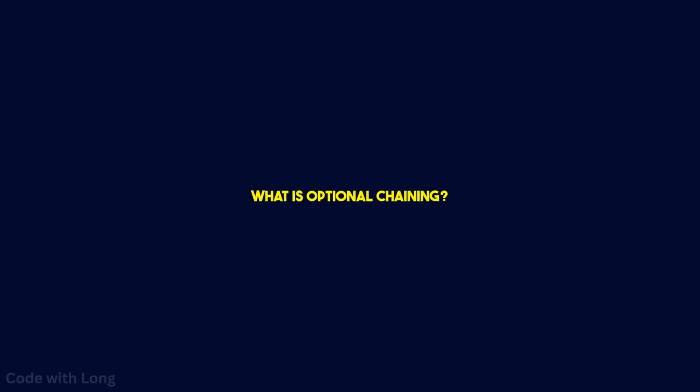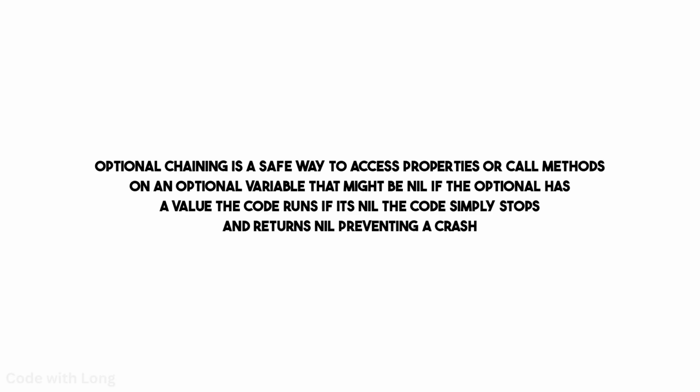What is optional chaining? Optional chaining is a safe way to access properties or call methods on an optional variable that might be nil. If the optional has a value, the code runs. If it's nil, the code simply stops and returns nil, preventing a crash.